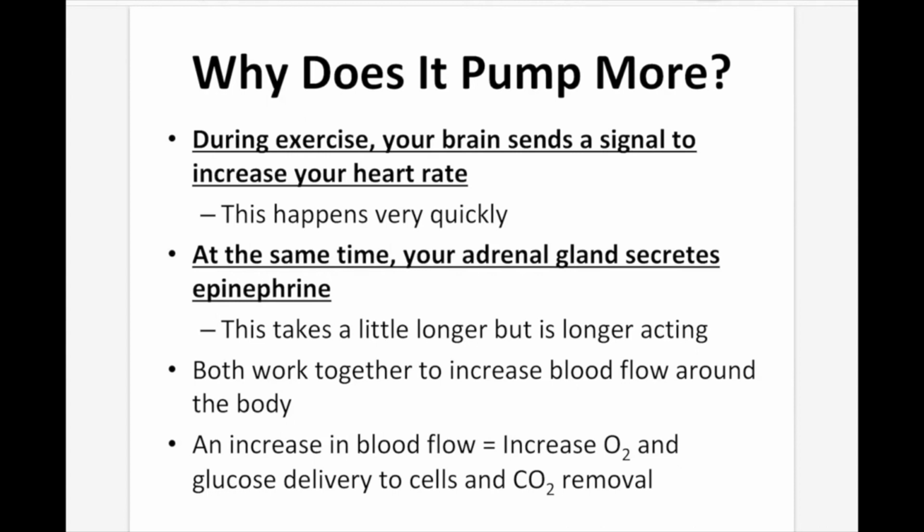So why do we need an increase in blood flow around the body? Well, an increase in blood flow leads to an increase in oxygen and glucose delivery, as well as CO2 removal, which allows the body to produce more energy for the exercise.